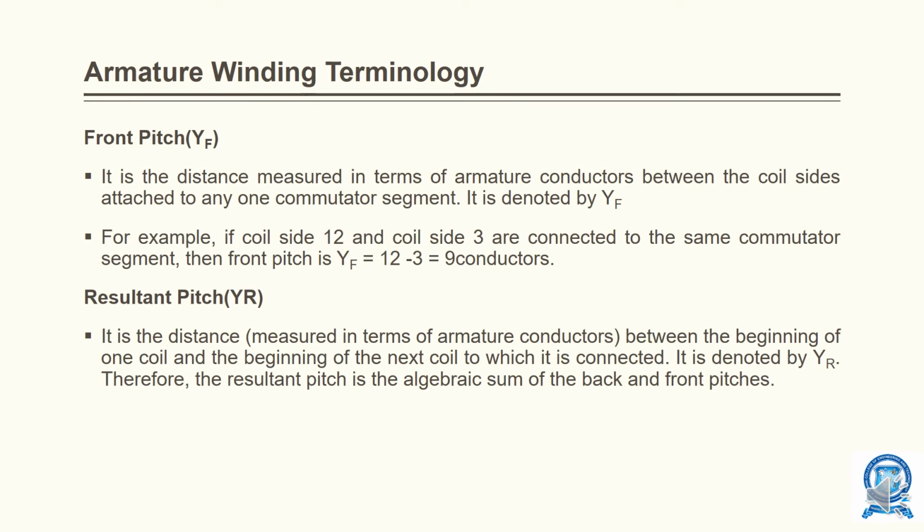Front pitch. It is the distance measured in terms of armature conductors between the coil sides attached to any one commutator segment. It is denoted by YF. For example, if coil side 12 and coil side 3 are connected to the same commutator segment, then the front pitch is 12 minus 3, which is 9 conductors.